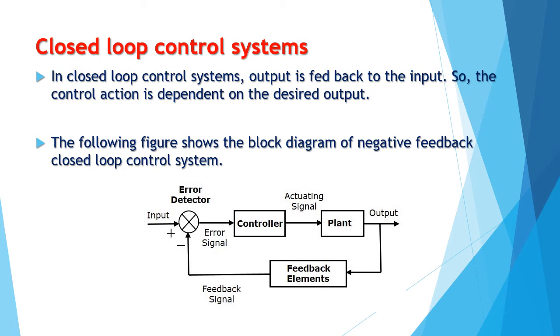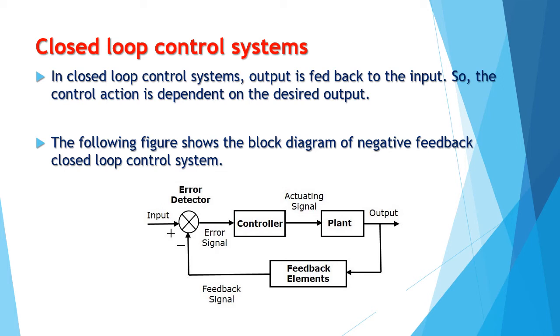Closed-loop control systems. In closed-loop control systems, output is fed back to the input, so the control action is dependent on the desired output. The following figure shows a block diagram of negative feedback closed-loop control system. The error detector produces an error signal, which is the difference between the input and the feedback signal. This feedback signal is obtained from the block feedback elements by considering the output of the overall system as an input to this block. Instead of the direct input, the error signal is applied as an input to a controller.